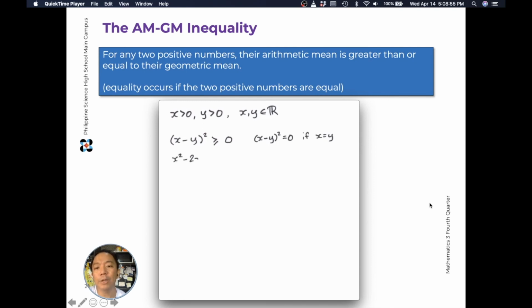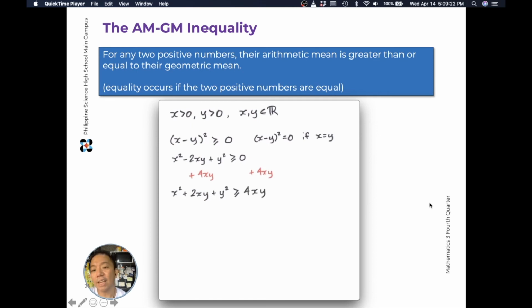Now let's expand our binomial. This will be x squared minus 2xy plus y squared is greater than or equal to 0. Then what I will do is add 4xy to the left-hand side and the right-hand side to maintain the inequality. So the left-hand side becomes x squared plus 2xy plus y squared. The right-hand side, since we only added, is still greater than or equal, then it's 4xy.